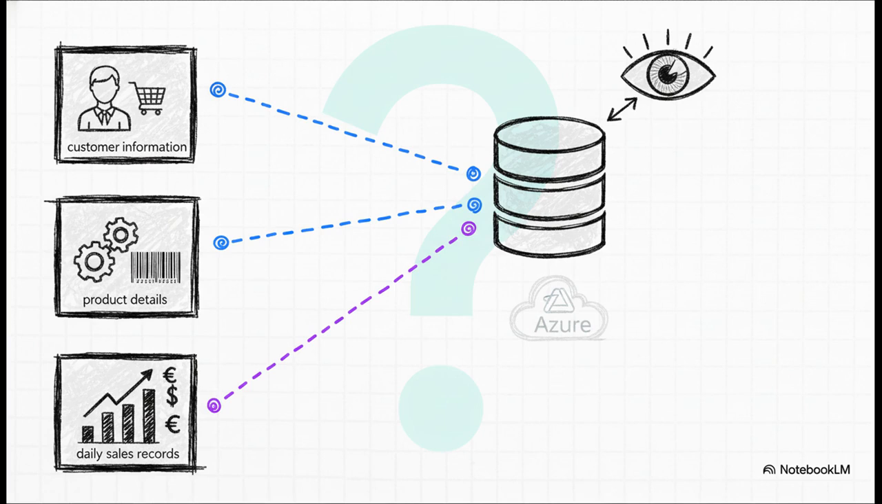Okay, so let's start with the big question, right? This is the core problem for pretty much every modern company. You've got customer info in one system, product details in another, sales records over here, website clicks over there. It's everywhere. So how in the world do you connect all those dots to see the big picture?